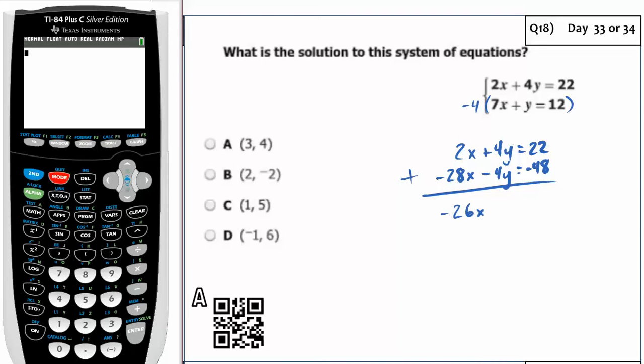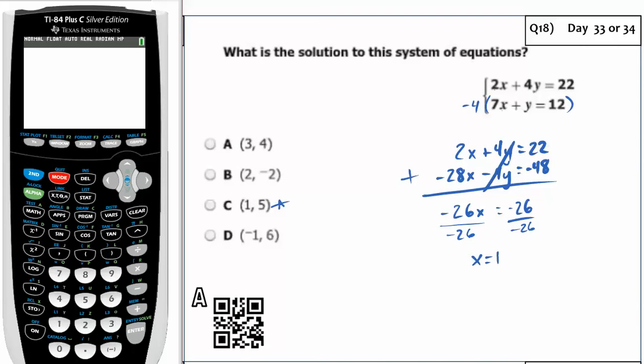-26x. My y's go away. It is equal to -26 when I add those with each other. So now I'm going to come over here, I'm going to divide both sides by -26. I get x equals +1. If I look over here, there's only one that's x equals +1, but I'm not too confident on it yet.